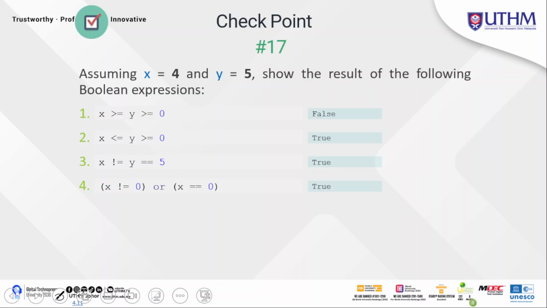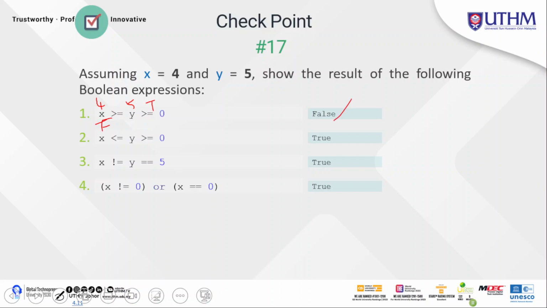Assuming x equal to 4, y equal to 5, show the result of the following expression. In this case, y is 5, x is 4. So 4 is greater than 5, and 5 is greater than 0. This one is true, this one is false. So the answer is false.